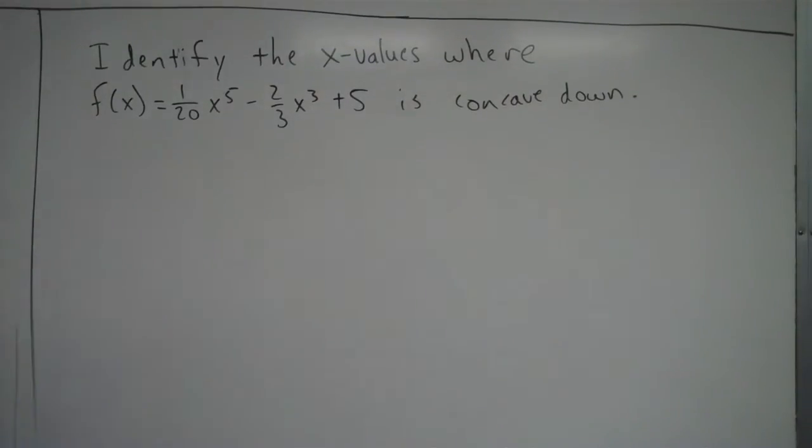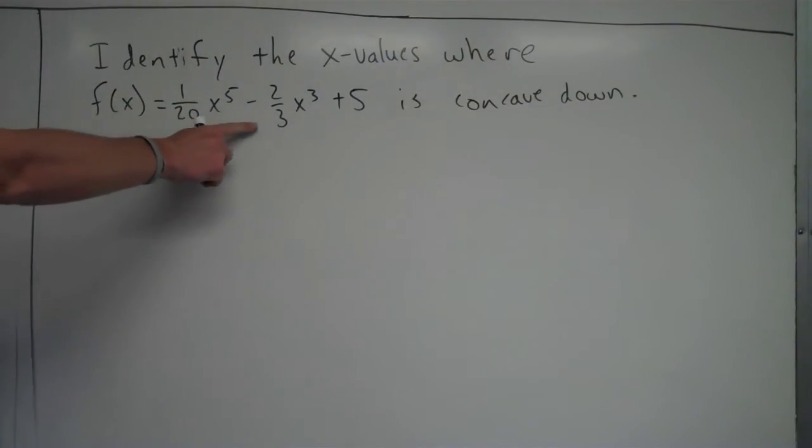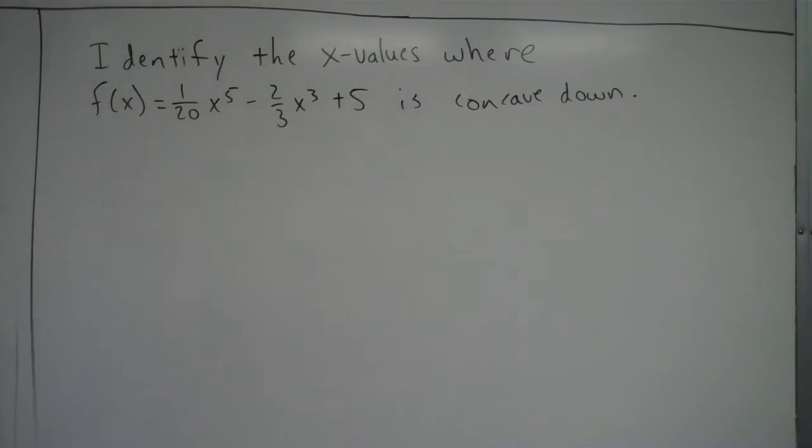Okay, let's take a look at an example involving concavity here. So in a prior video we talked about how a function is concave up if its second derivative is positive, and a function is concave down if its second derivative is negative. So here it says identify the x values where f of x is concave down. So the function is 1/20 x to the fifth minus 2/3 x cubed plus 5.